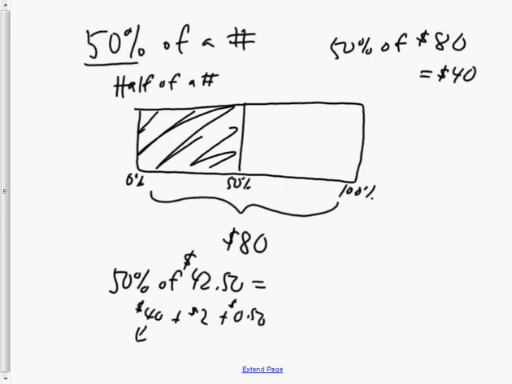And then what we could do is just take half of each. So half of $40 is $20. Half of $2 is $1. And half of 50 cents is 25 cents. Then we take all three of those and add them together, and we'd have $21.25, which is half of $42.50. Okay, that's kind of an easy way to get half of a number mentally. It's just to take half of each place value.